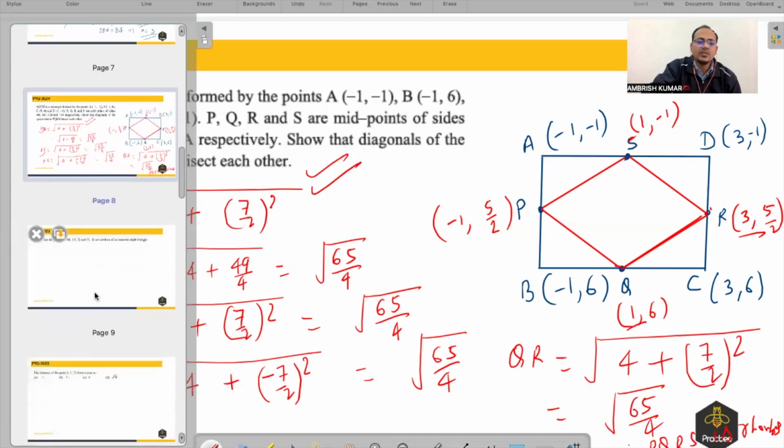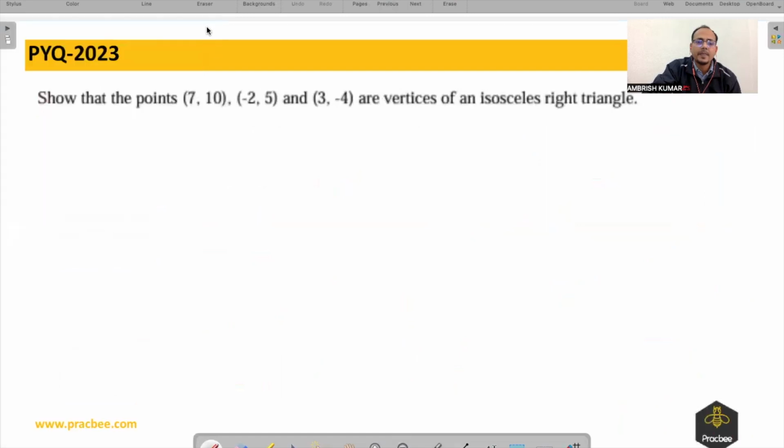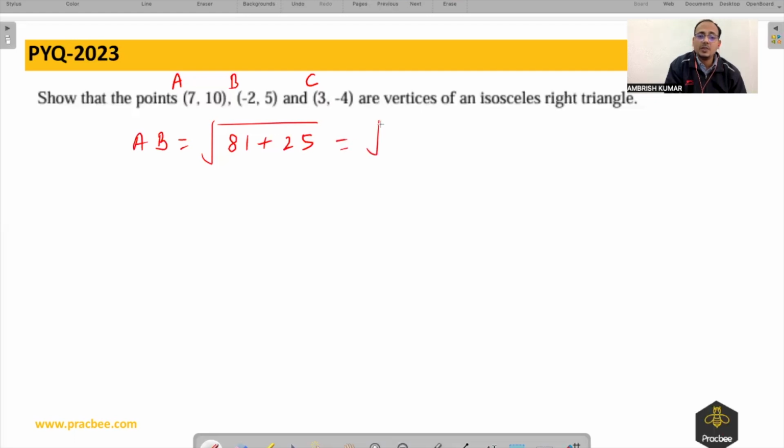Moving to the next question. The 3 points given to you are the vertices of a right angled triangle. So it's quite easy. What you need to do here is find the 3 distances, like A to B. So how can we find A to B? 7 minus 2, that is 9 square, 81, plus 10 minus 5, 5 square, 25. So it's going to be a square root of 106.